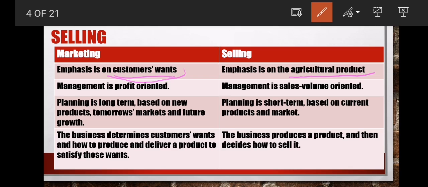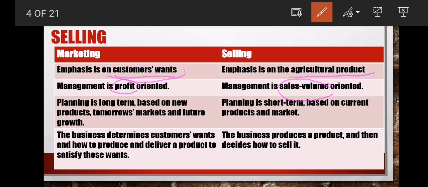When we look at the next difference, we say the kind of management that you will get in marketing is oriented on profit. But the kind of management that you will get in selling is based on the sales volume. So the farmer in marketing will manage his production based on getting what? A profit. But as for selling, the farmer just wants to sell the product. He's satisfied that he's sold more products. But the question is, are you getting the profit or what? So that's the difference between the two. The management in marketing is oriented on profit. The management in selling is oriented on sales volume.